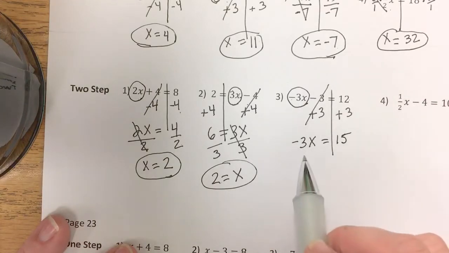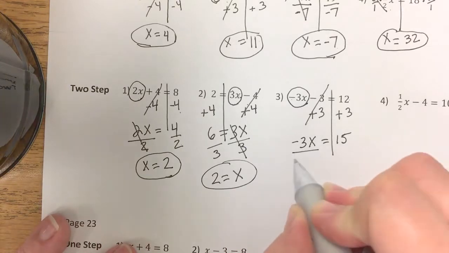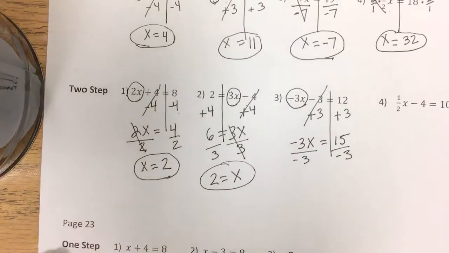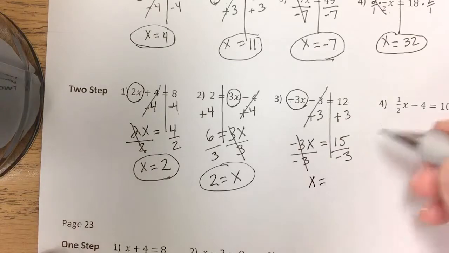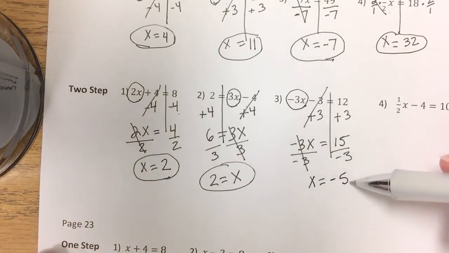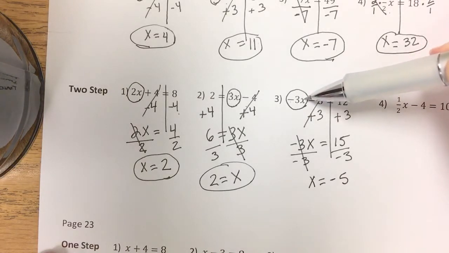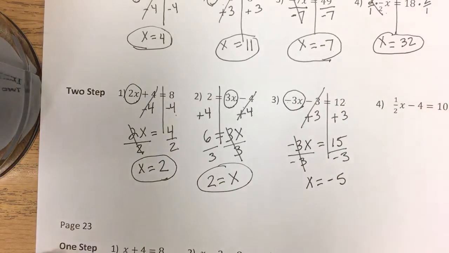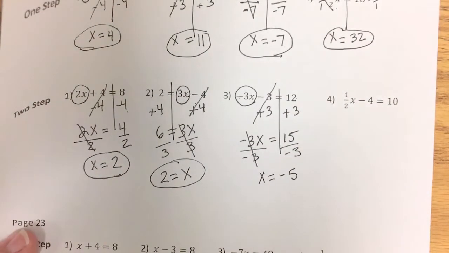But I don't want to know what negative 3x is. I just want 1x. So the opposite of multiplying is to divide. So I'm going to divide both sides by negative 3. Negative 3 divided by negative 3 gives me 1. And 15 divided by negative 3 gives me negative 5. So if I plug this negative 5 back in for x, negative 3 times negative 5 is a positive 15 minus 3 gives me 12. So I know I'm right. We're doing these easy equations so that when you get your answer, you know that you're doing it right.